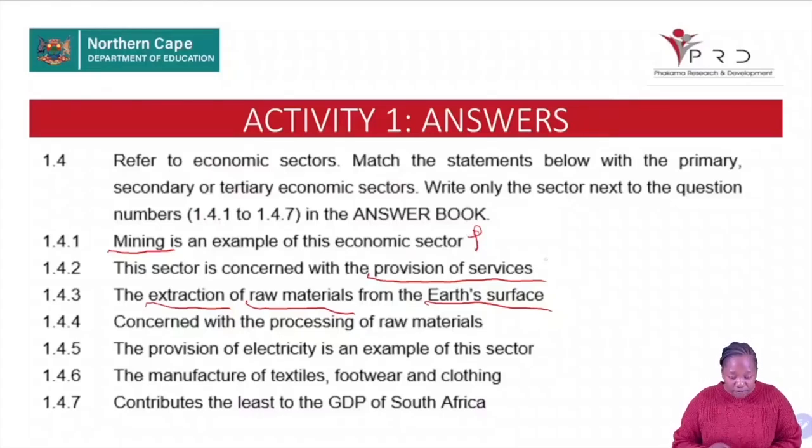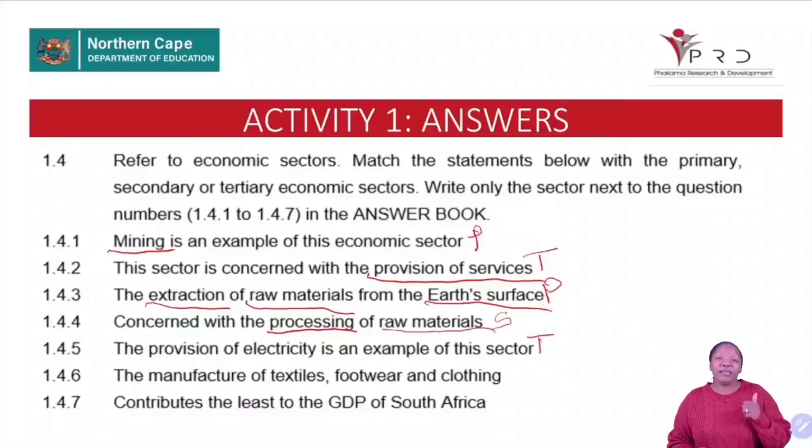And then question number 5, the provision of electricity. I've already explained that electricity is a service. So therefore, anything that deals with the service belongs to the tertiary sector. So again, I'm going to put T. And then question number 6, it manufactures textile, footwear, and clothing. The keyword there is manufacture. We said secondary sector, they are dealing with manufacturing as well as processing. So again, I'm going to put S for secondary.